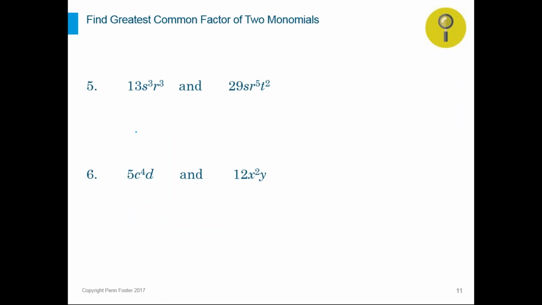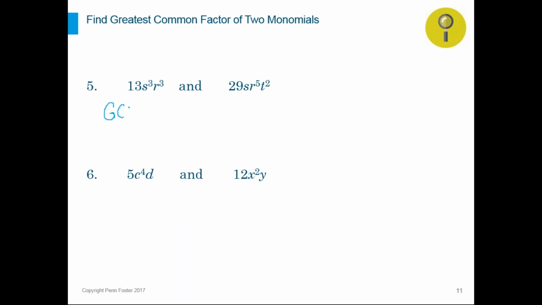Let's look at another example. 13 s cubed r cubed and 29 s r to the fifth t squared. Now I see the numbers 13 and 29. You can try the tree. From our knowledge, we know that these two numbers do not have any factors in common. So our answer will not have a numerical part.